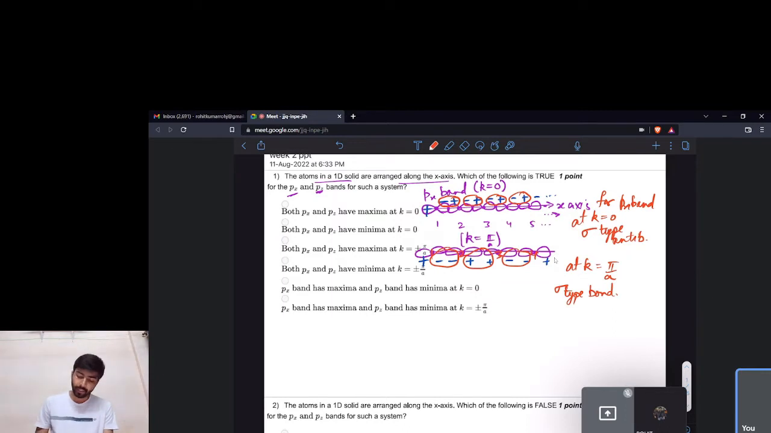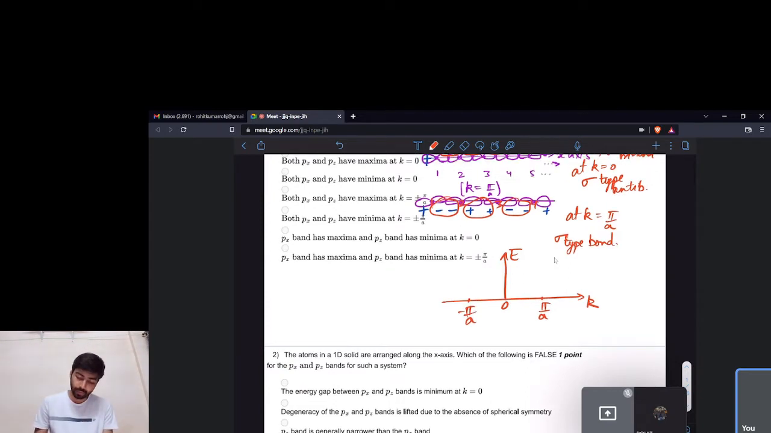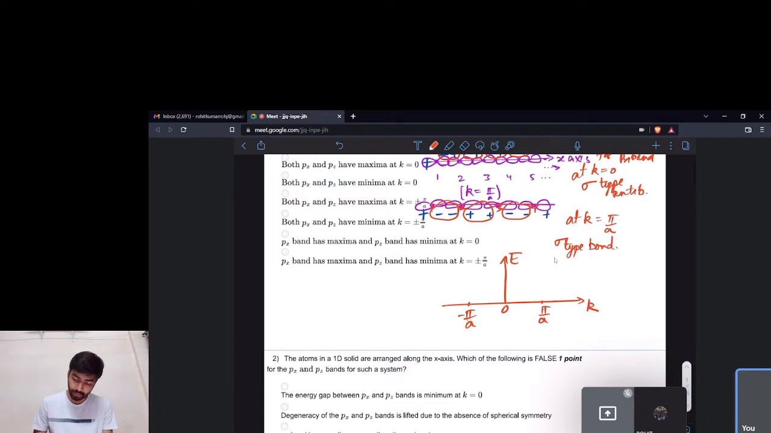Now if I try to plot this in a diagram, let's say this is energy, and here we have k going on. K is equal to 0 at some point. Let's say k is equal to pi by a, and k is equal to minus pi by a. Now at k is equal to pi by a, for a px band we have a minima. Let's say this is the minima at both ends, and it goes through a maxima at 0, and this is our E-k dispersion diagram for a px band.